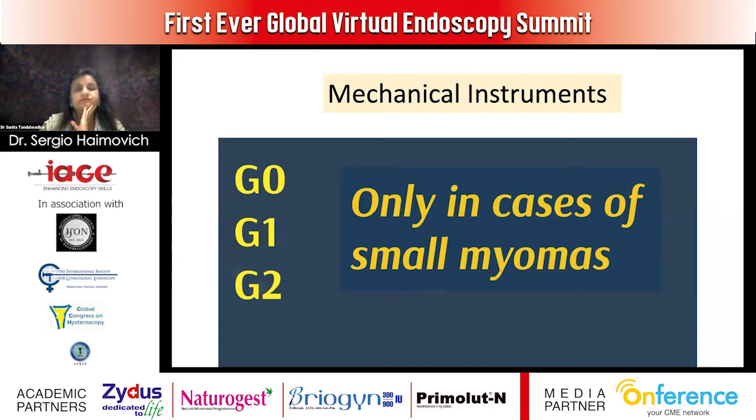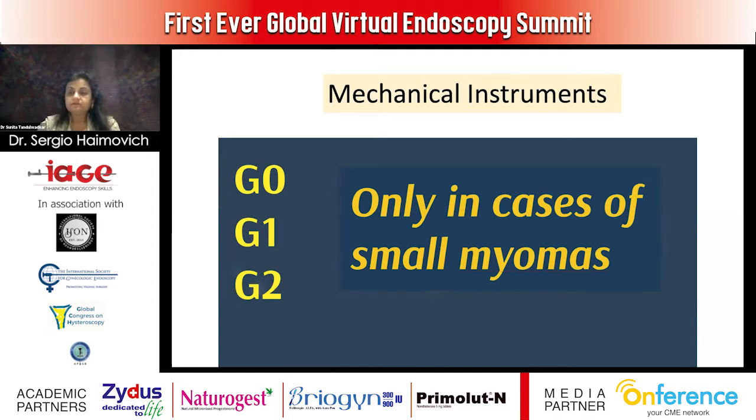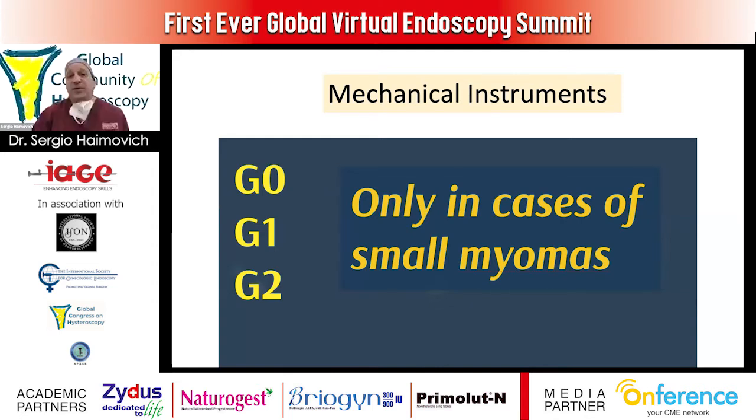Regarding mechanical instruments, it's only for cases of small myomas. When you deal with graspers and scissors, you cannot deal with a big myoma. You will see that after in a video that it's good, but only for small cases of myoma. That's the limitation of the mechanical instruments, but you can use them in small cases.